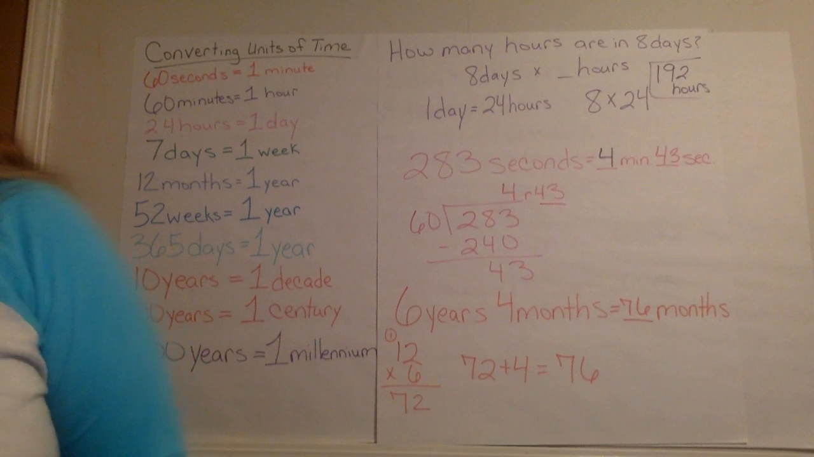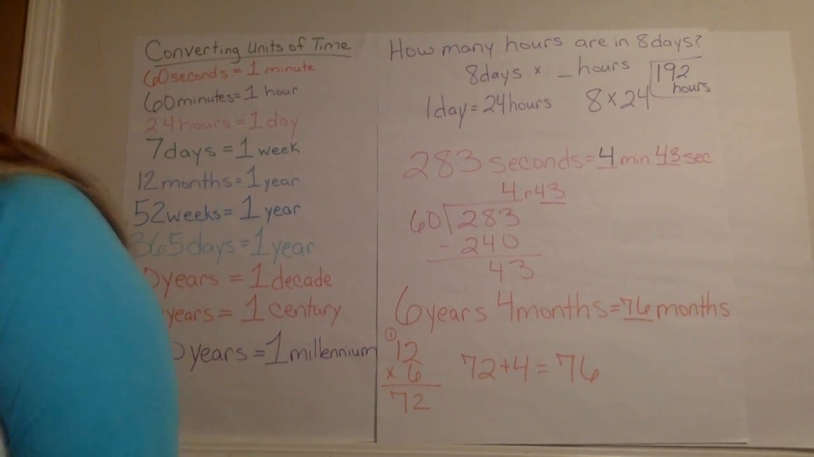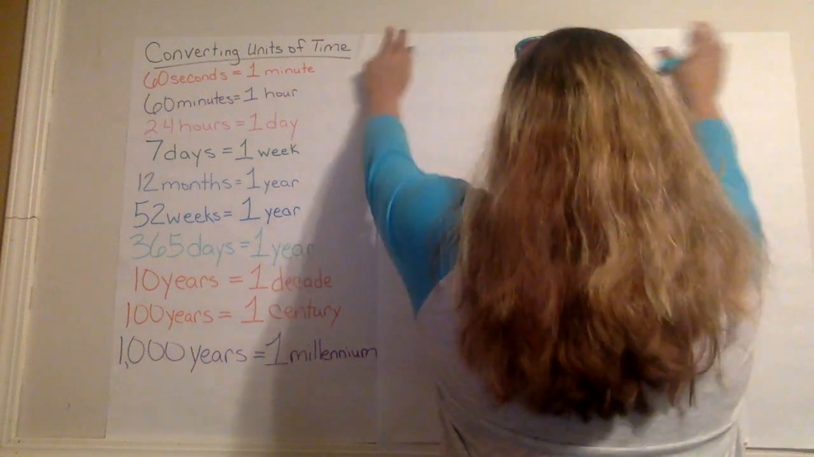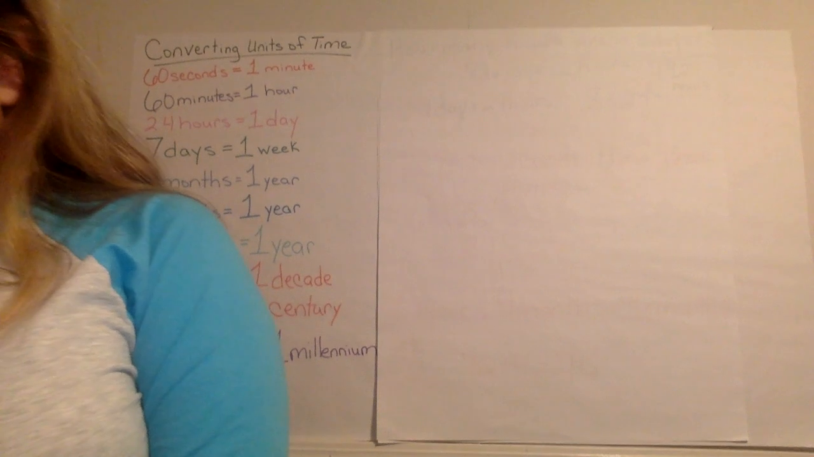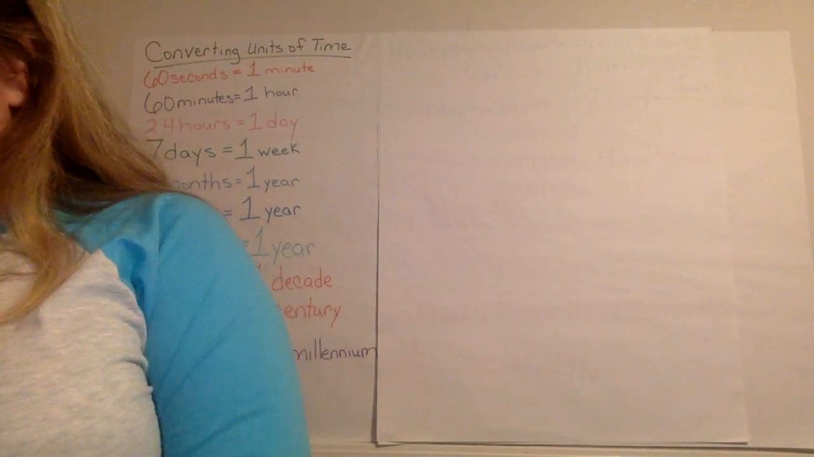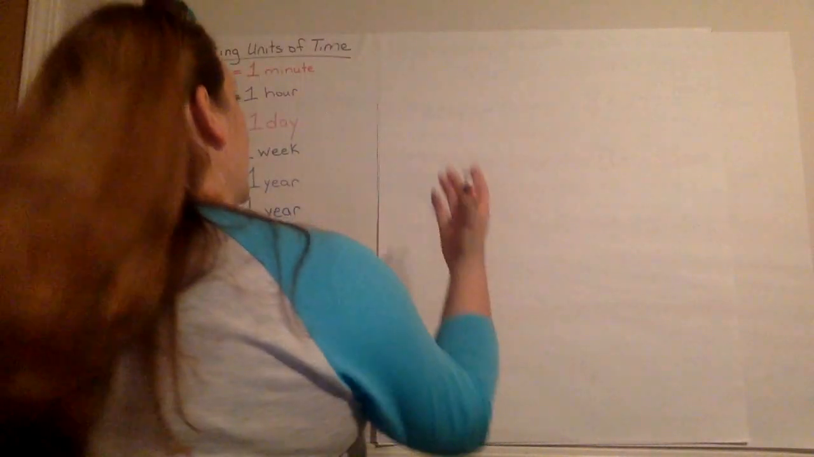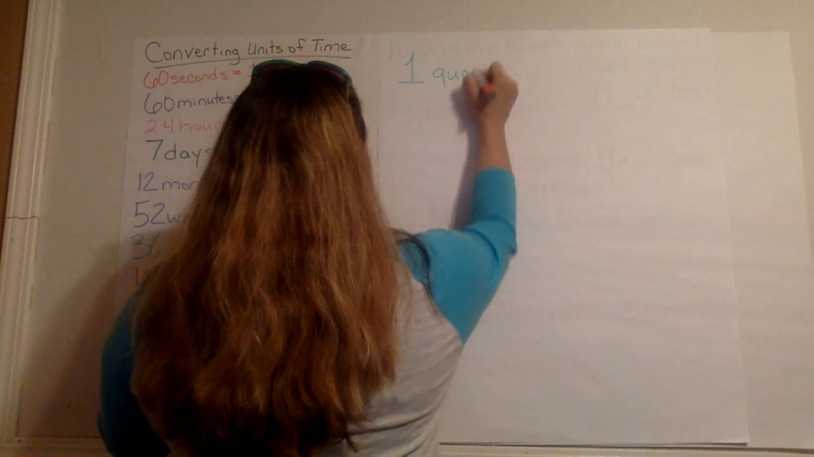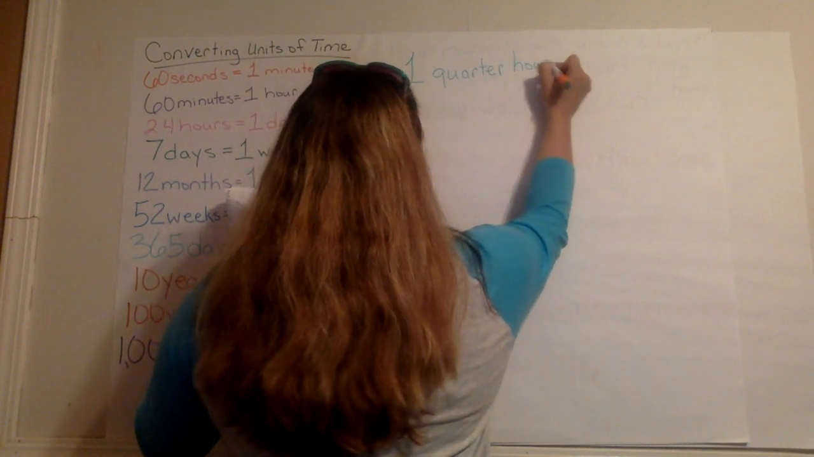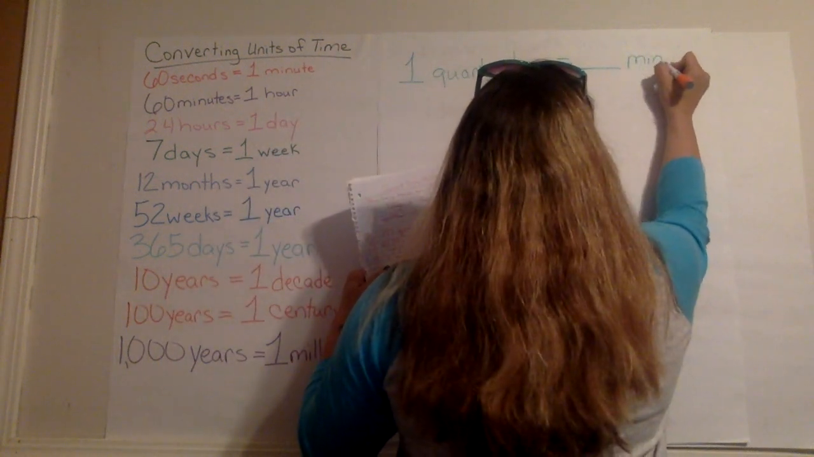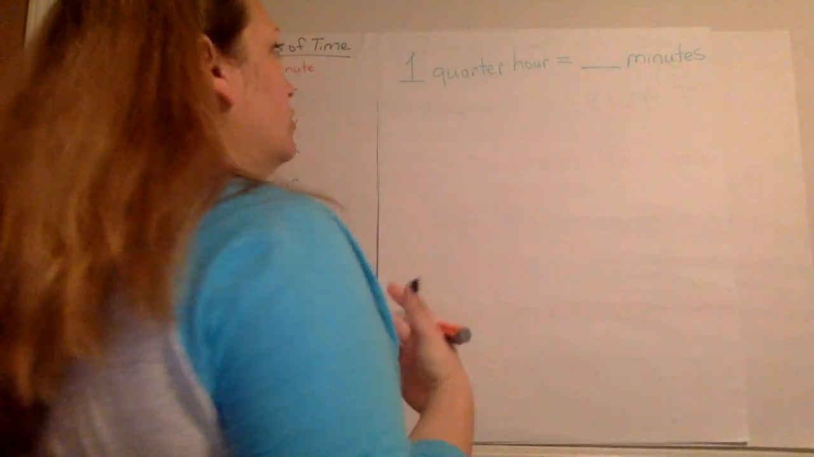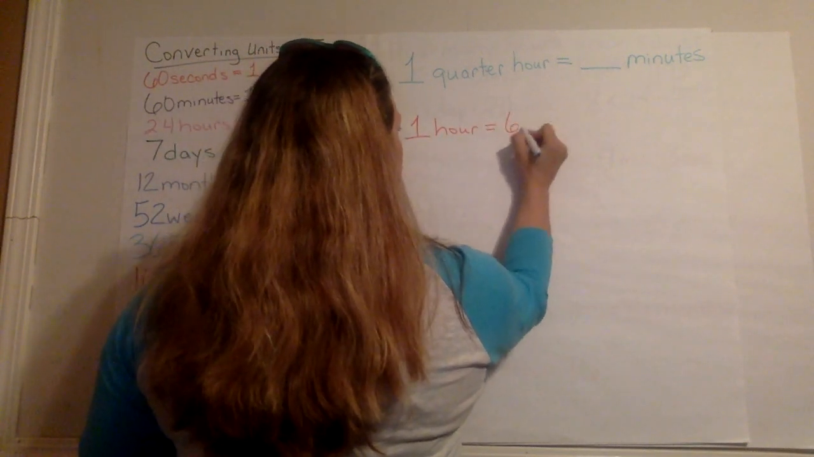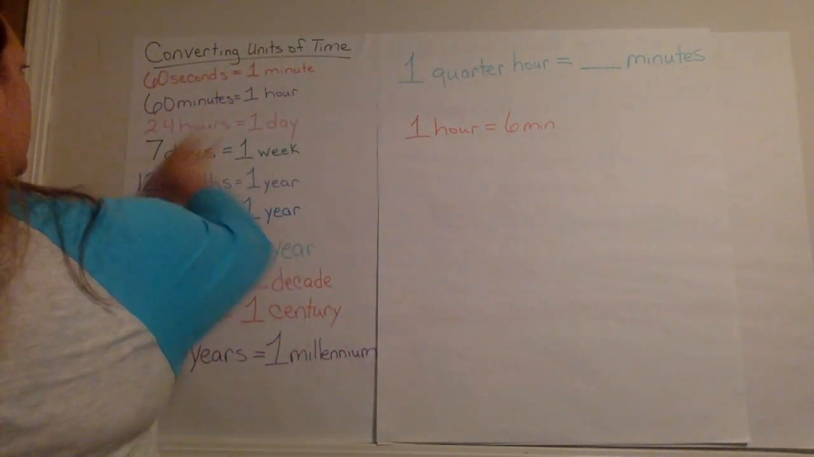All right, let's look at, get some more paper. I know on one of the IXLs you're going to do, it's going to ask you about a quarter of an hour. So if it asks you how many minutes are in 1 quarter of an hour, okay? Well, you need to know that 1 hour is 60 minutes. I'll abbreviate. See, it's over here. 60 minutes is 1 hour.